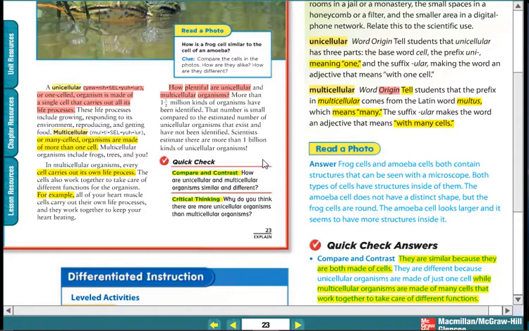Multicellular, many-celled. Organisms are made of more than one cell. In a multicellular organism, every cell carries out its own life processes. Now we will compare and contrast between unicellular and multicellular organisms. Similar and different.